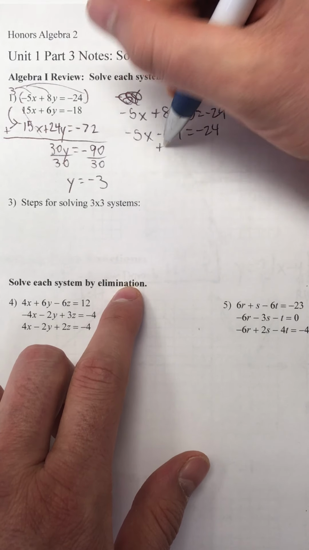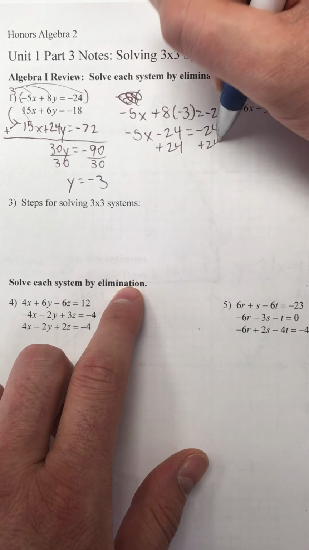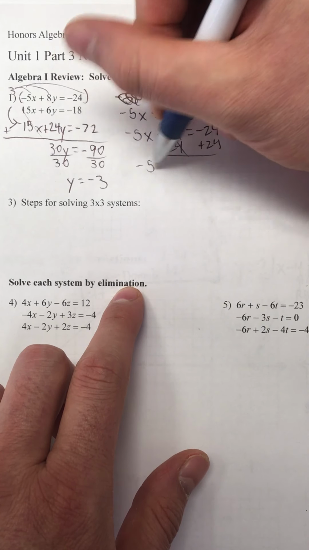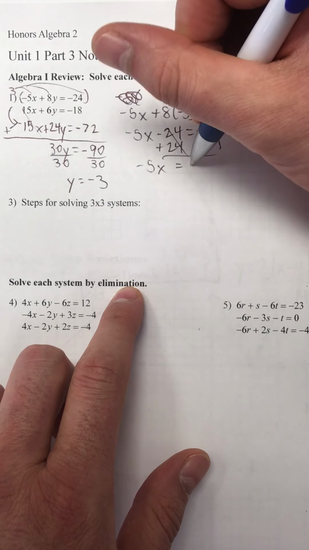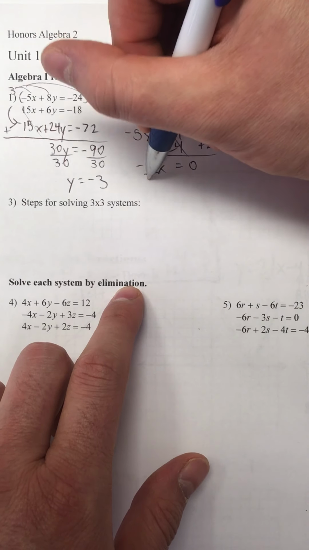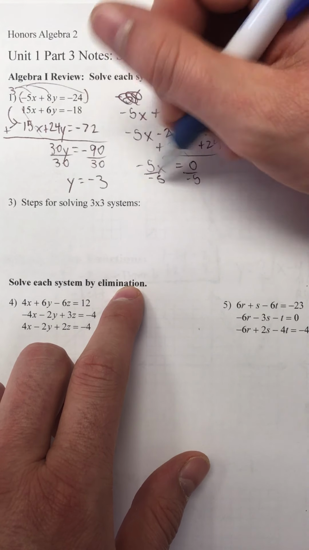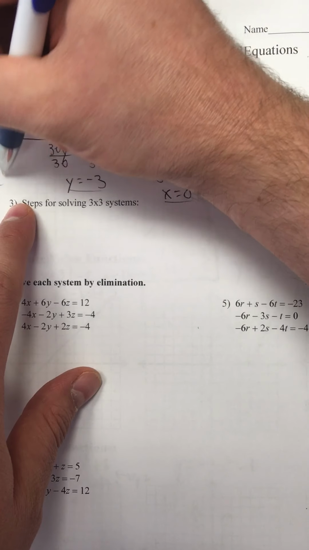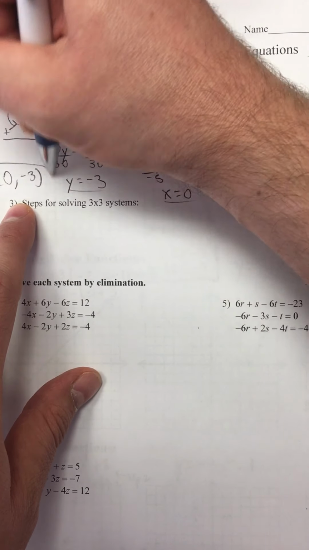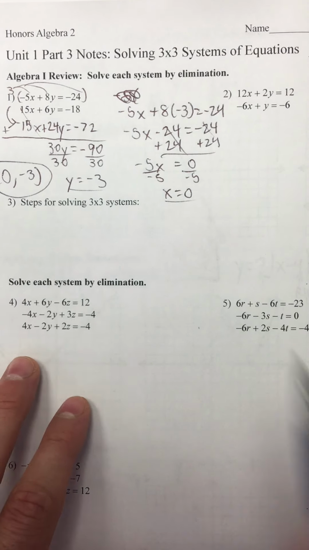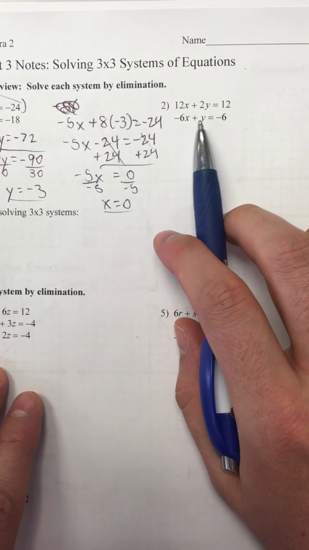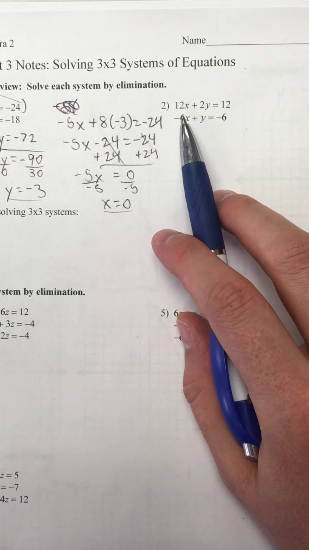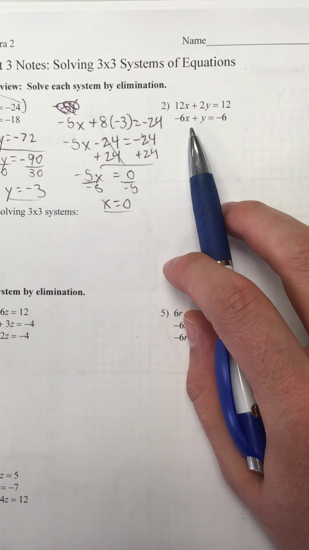Let's solve for x. So add the 24, it cancels out here, and negative 5x equals 0. So then when I divide by negative 5, x equals 0. So my final answer for this problem was (0, negative 3). So now I want you to use that same method, try to solve number 2. So go ahead and pause the video, try to solve number 2.